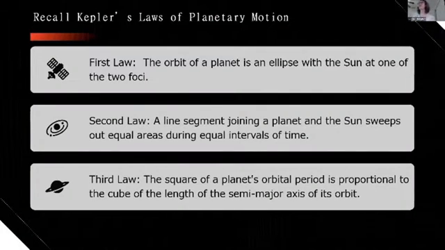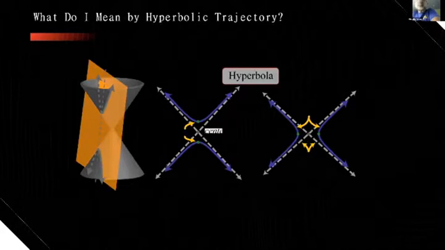To begin, we're going to recall Kepler's laws of planetary motion. The first law is simply that the orbit of a planet is an ellipse with the sun at one of the two foci. The second law: a line segment joining a planet and the sun sweeps out equal areas during equal intervals of time. And the third law: the square of a planet's orbital period is proportional to the cube of the length of the semi-major axis of its orbit. So is this something about the solar system? Yes. Okay.